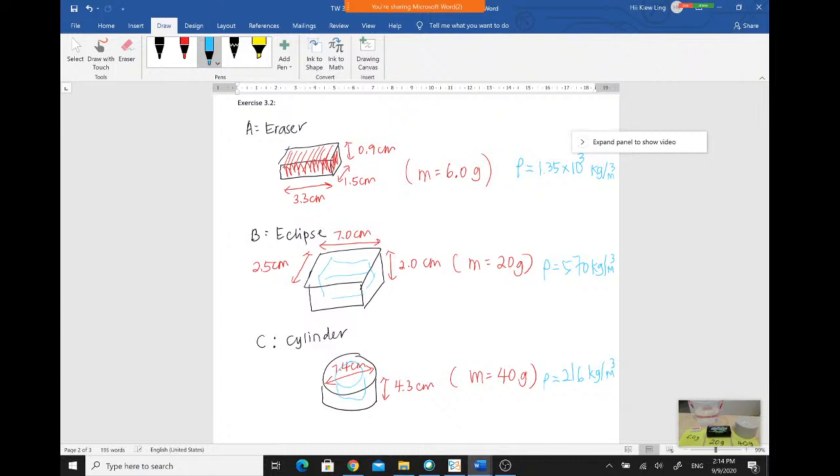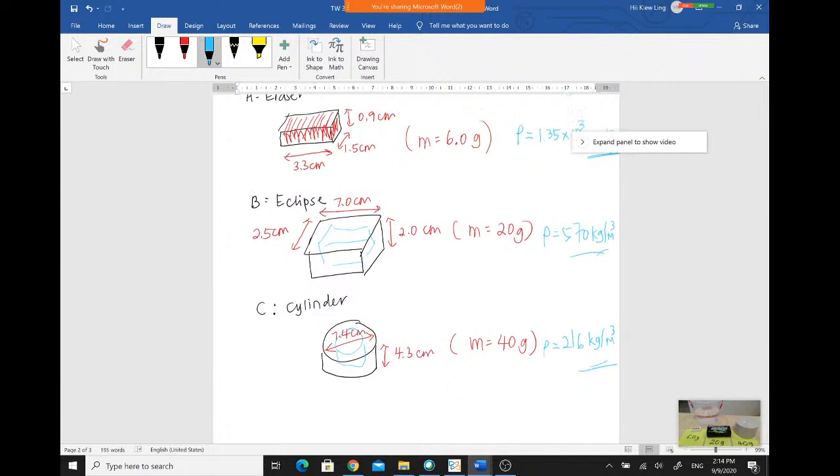Okay, so if you look at the density, this is the lightest, the second lightest, and the so-called denser. So that's why eraser will sink. But however, by looking at the density itself, if you compare to the density of the water, which is 1000 kg per meter cube, these two are lighter than the density of water. That's why they float. But this one is denser than the density of water. That's why the eraser will sink.